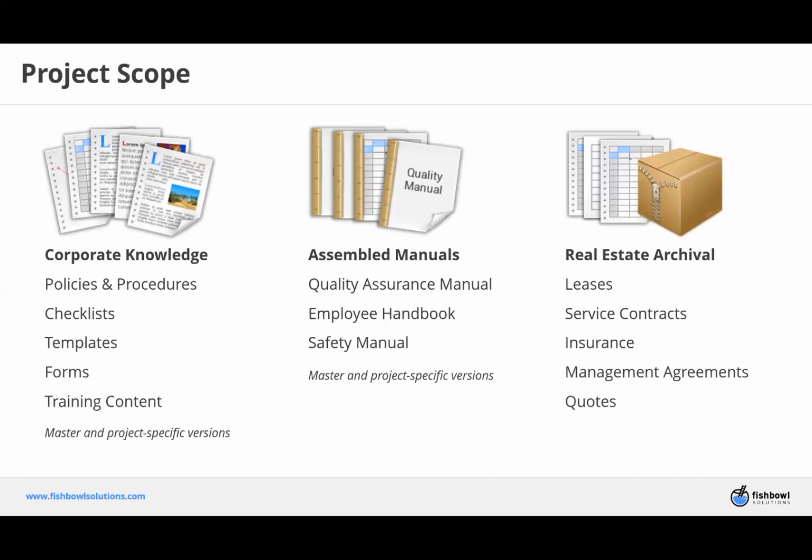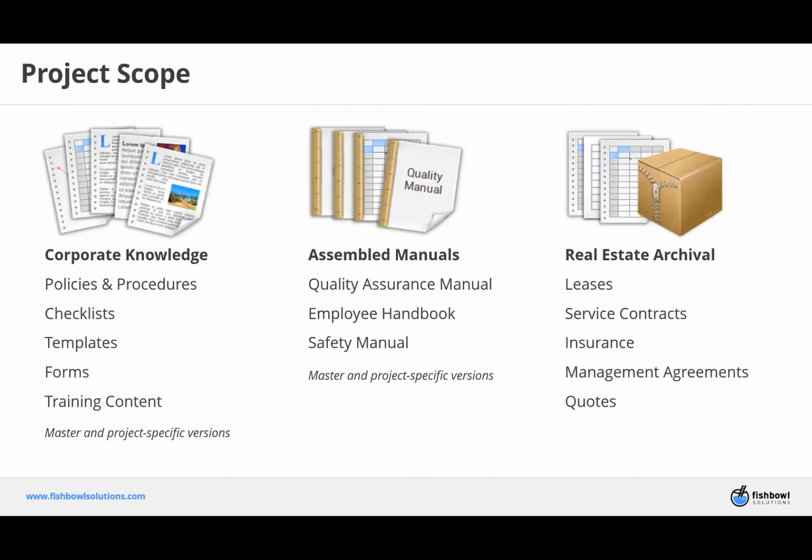I also thought it would be helpful to overview the scope of the actual content that was managed as part of this project. The content could be divided into three categories: corporate knowledge, manuals, and real estate archival. Corporate knowledge is what you would most likely think of when you hear that. It's your policies, procedures, checklists for different types of inspections or construction activities, templates for bids or estimates, forms, all that official knowledge content that you want to have one specific place to keep, where someone knows and can trust that when they go there, they're looking at the right one.